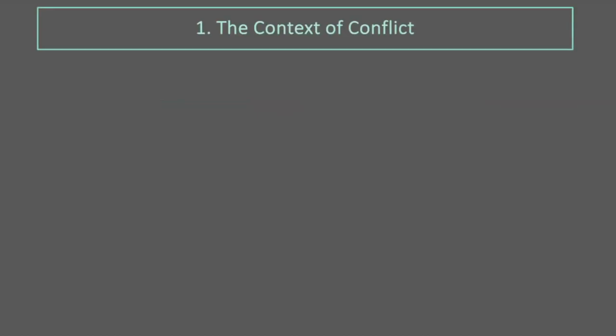As a first step, you would analyze the context of conflict you're working in. So that would be, for example, the geographic location. Are you working in a very local context, let's say in a particular province, or are you working on a national level? You would also specify the different groups that are in conflict in that context.